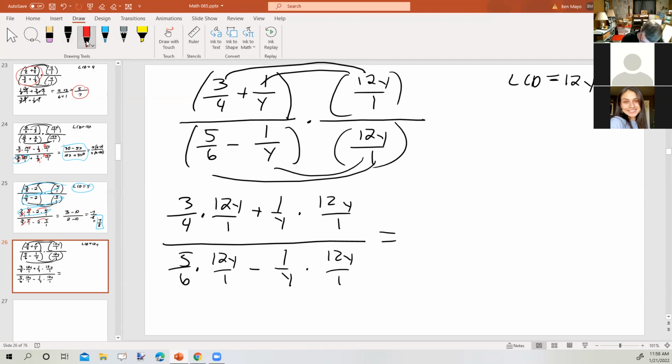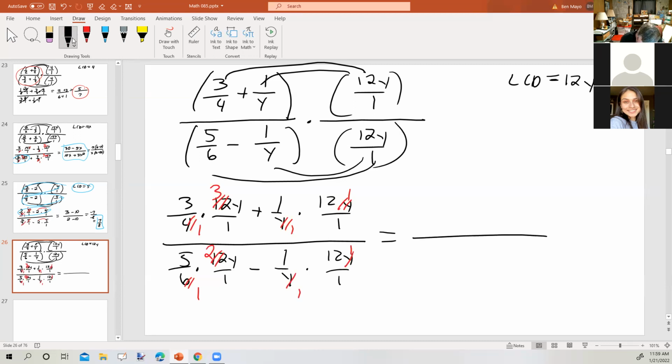I'm going to come back and simplify. 12 over 4 is 3 over 1. Y over y is 1 over 1. 12 over 6 is 2 over 1. And y over y is 1 over 1.